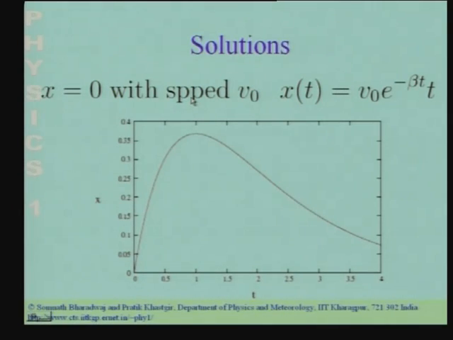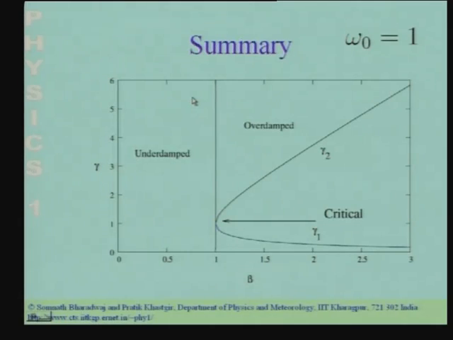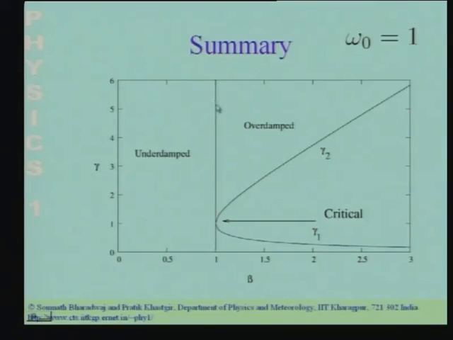So, in summary, we have three kinds of oscillations. We have the underdamped, the overdamped and the critical oscillation. So, let me summarize what we have learned from the last two lectures. This figure over here summarizes our findings. It assumes omega naught, the frequency of the undamped oscillator. If you have no damping, the oscillator would oscillate with an angular frequency omega naught, which has been chosen to be 1. So, omega naught is 1.